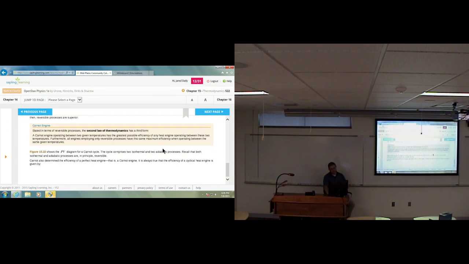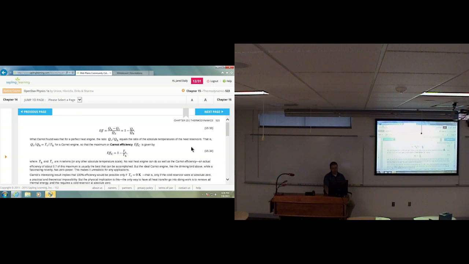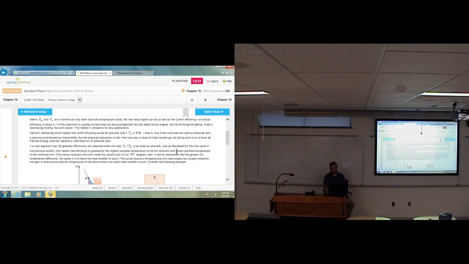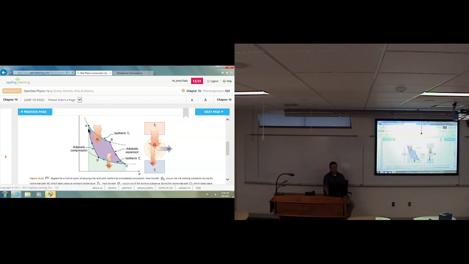Well, what does the diagram look like for a Carnot engine? It looks very similar to the Otto engine, but not exactly the same. Instead of having these two isochoric sides to it, it actually has an adiabatic compression and an adiabatic expansion, and isothermal arms on the top and bottom, where the heat does not transfer out.